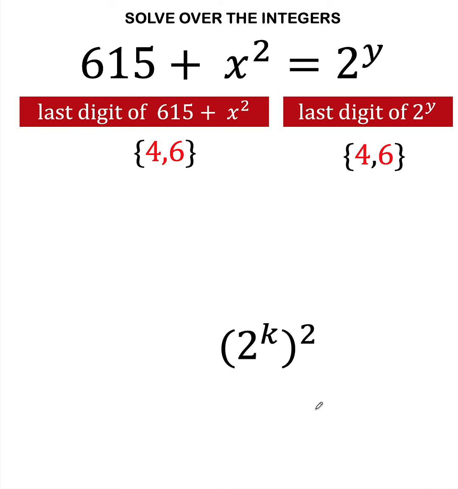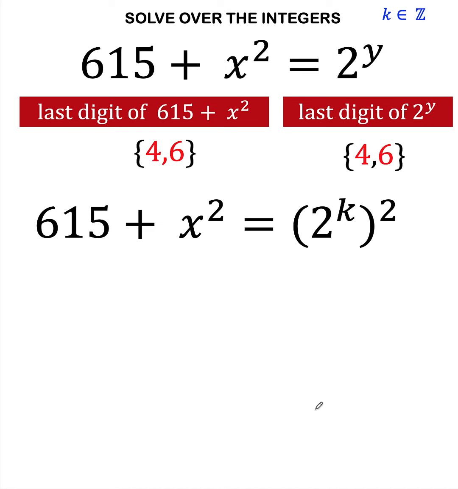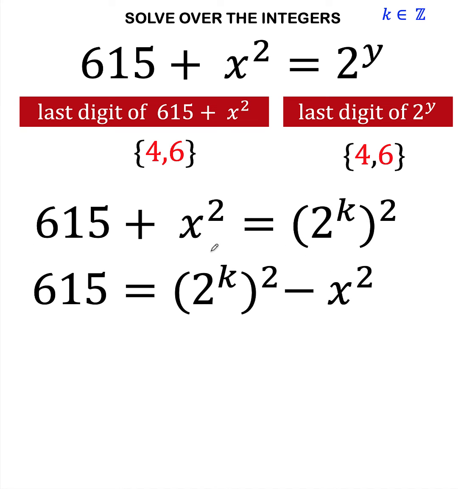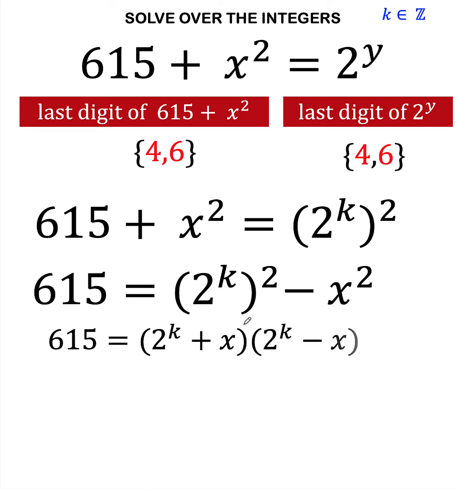And the reason why we are doing this is because we'll be forming a difference of two squares if we subtract x squared from both sides of the equation. And this is now factored as the quantity 2 to the k plus x times the quantity 2 to the k minus x. So we have two factors here. The product is 615. We do not know what's the value of k. We do not know what's the value of x.